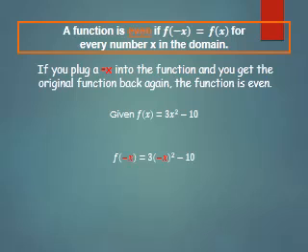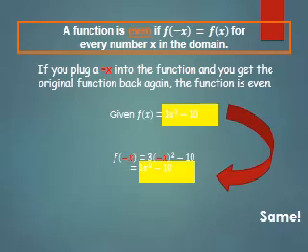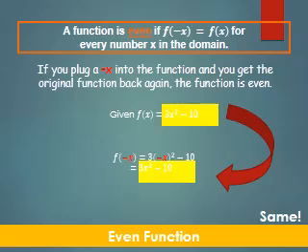So f of minus x equals 3 times minus x squared minus 10. This will give me back 3x squared minus 10, the same function. So I can tell that f of x equals f of minus x. They are the same. So this function is an even function.